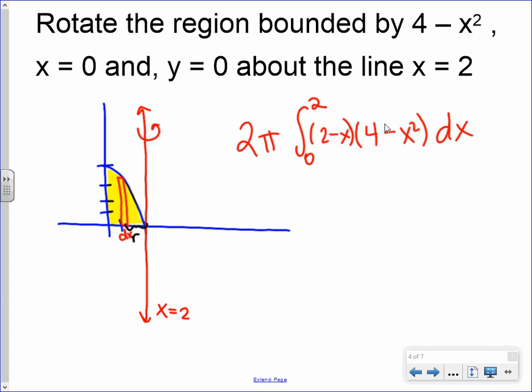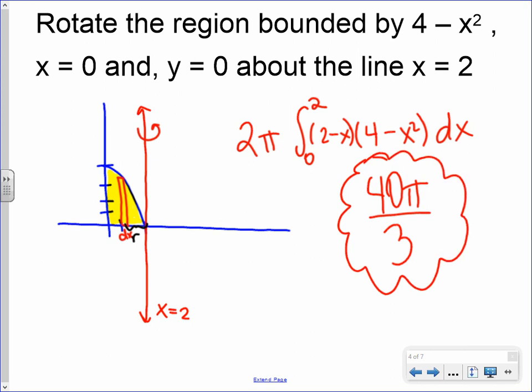45 over 3. All right, we're going to check Henry here. Okay. And Trevor, our next example will have an x equals a equation. Henry got 40 pi over 3. See if he's right. Yes. Okay. 40 pi over 3. Make sure you can get there.